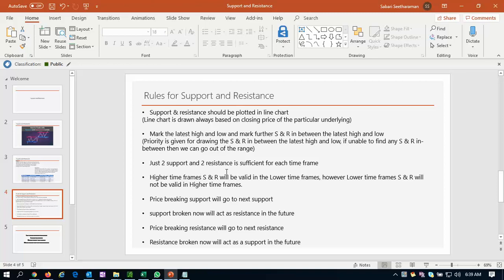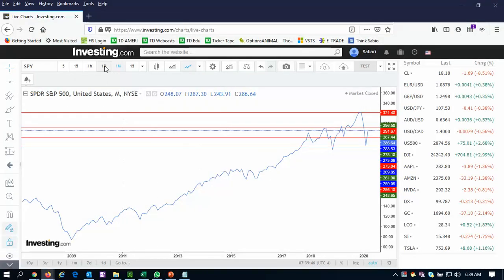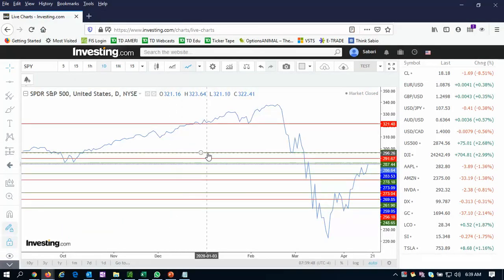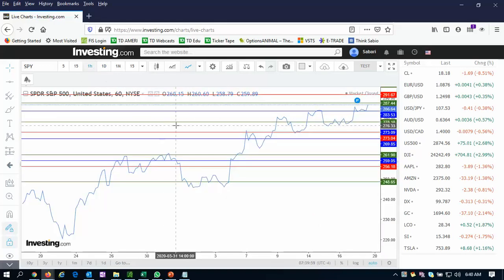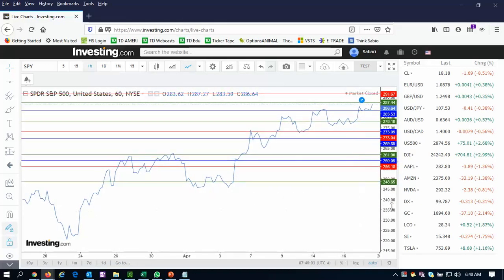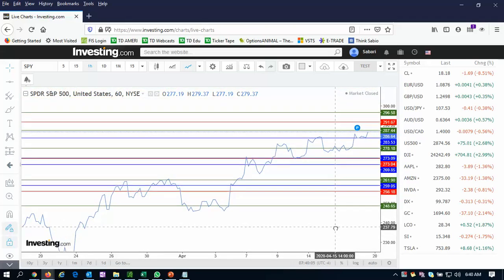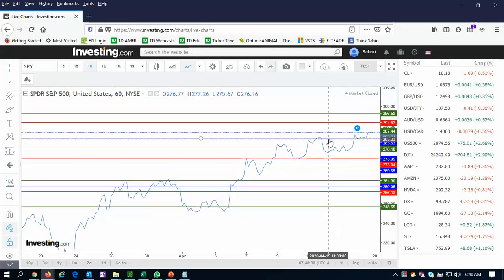Just two supports and resistances are sufficient for each time frame. Like here in daily, between the high and low, I drew 1, 2, 3, 4 support and resistance. Similarly, in hourly I drew 1, 2, 3. Just 3.